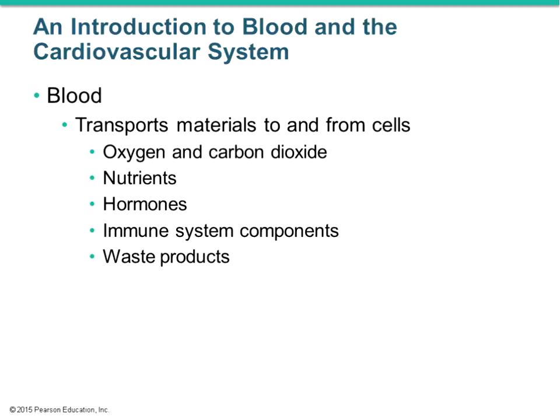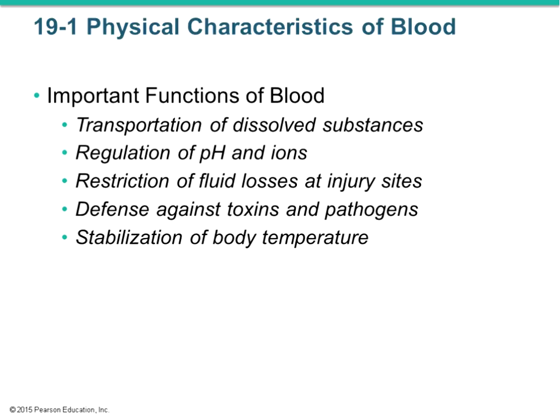Nutrients also travel in our blood to be delivered to targets. Hormones, as you recall from the endocrine system lecture last time, also travel in our blood. Immune system components, as we'll look at here, white blood cells. And then, of course, waste products. Our body uses blood to get rid of waste products, oftentimes getting rid of those things through the urine and the kidneys, which we'll talk about later on in this semester.